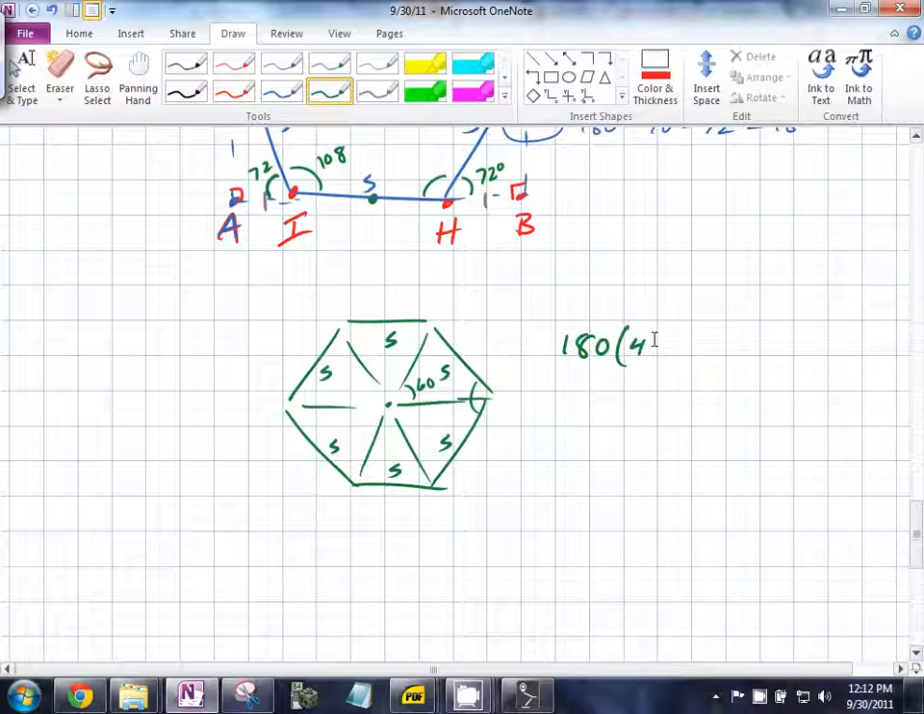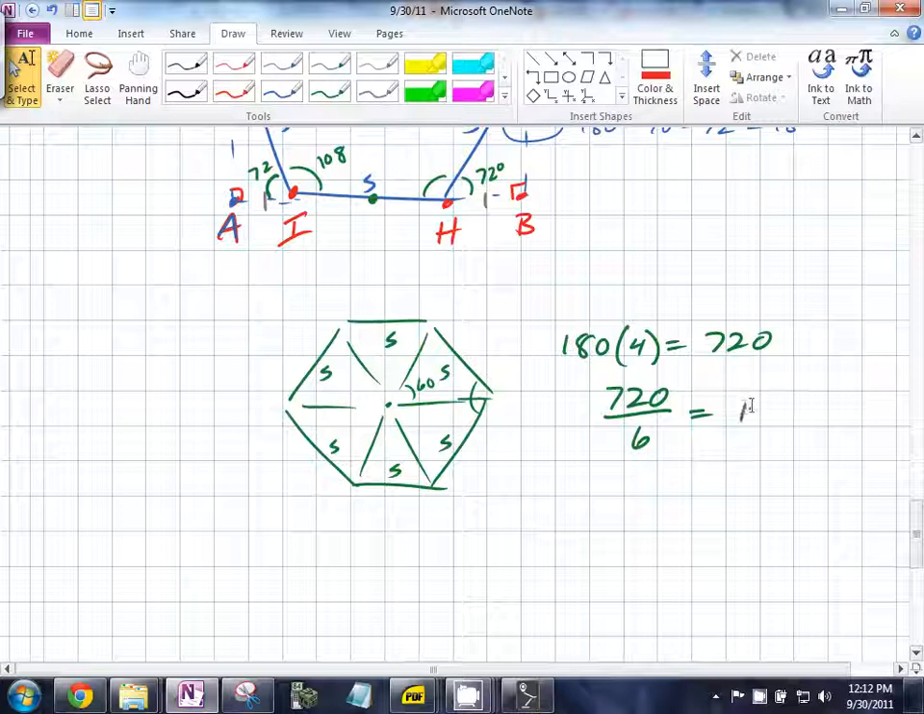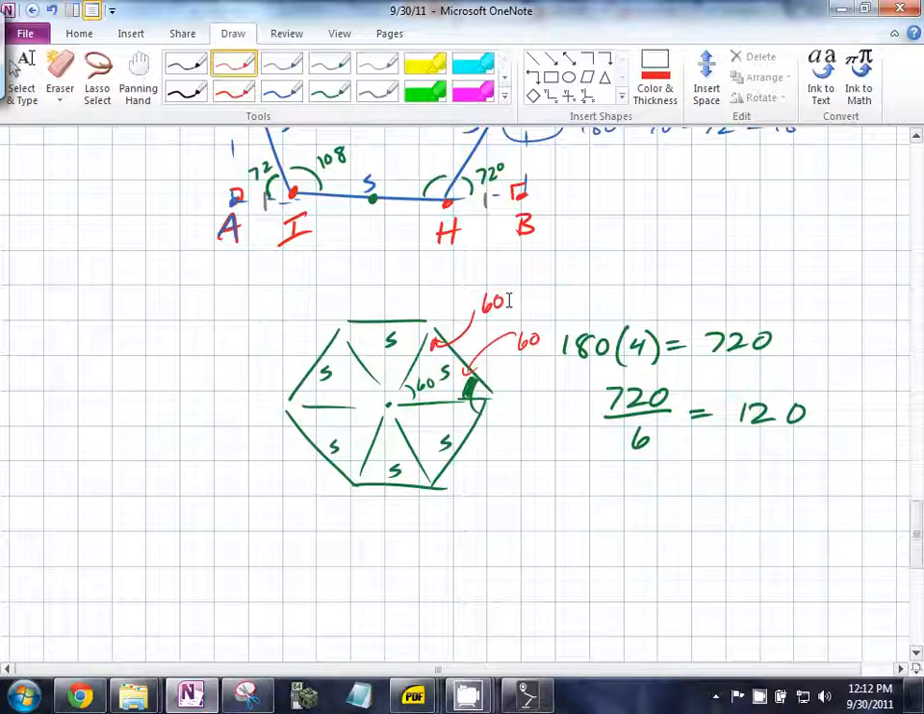You have S, S, S, S, S. All those are S, right? Do we know what the area of an SSS equilateral triangle is? Yeah. How many are there? 6. So the area of this is going to be 6 times root 3 over 4 S squared, because the area of the triangle was root 3 over 4 S squared, right? But how many of those triangles do we have? 6. So this area is going to be 3 root 3 over 2 times S squared.